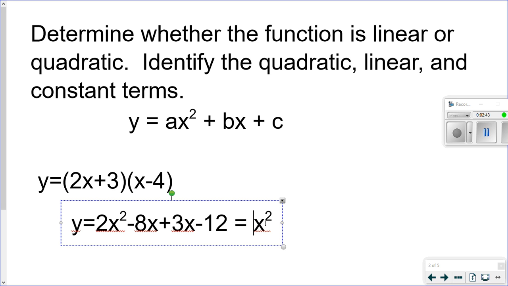We could get rid of the 2, that's still a quadratic function. As long as you have that x squared in there, it's a quadratic function, and as long as the x squared is the biggest exponent. You're going to do a couple of those problems in class and on Edpuzzle. I'll have you do that. Let's look next.